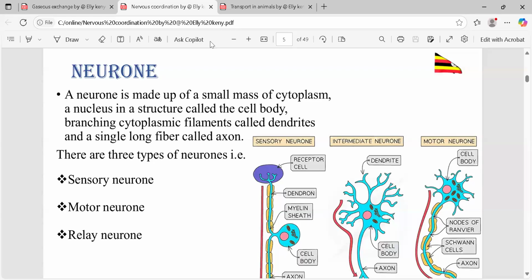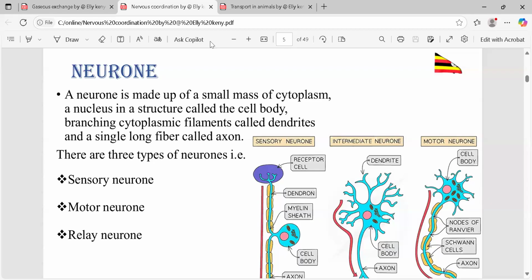So a sensory neuron picks the information, let's say, from the eyes, and brings it to the relay neuron. The relay neuron shall send the information to the motor neuron. Motor neuron is the one which connects to the effector. In most cases, let's take the skin. Something falls on you. Of course, the information shall be picked by the sensory neuron and taken to the relay neuron. In the relay neuron, we have what we call the gray matter. That is found in the spinal cord.